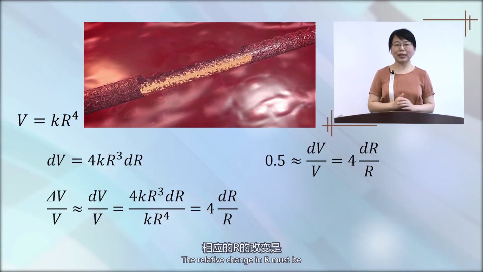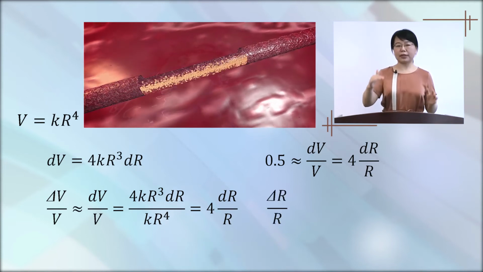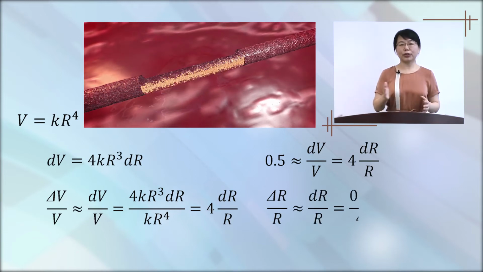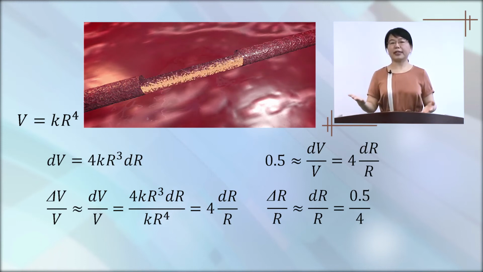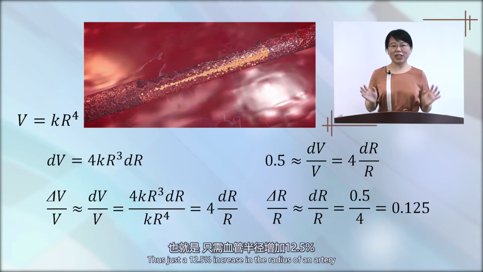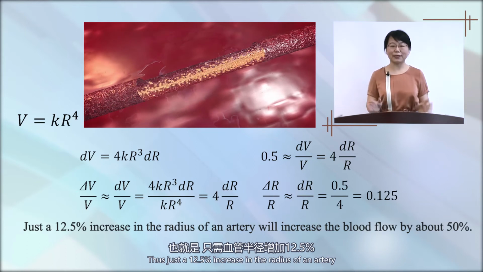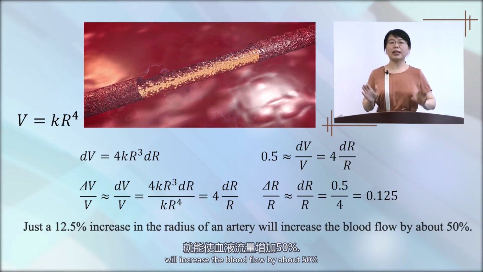Then, the relative change in r must be delta r over r, approximately equal to dr over r, and is equal to 0.5 over 4. We find that it's 0.125. That's just a 12.5% increase in the radius of the artery will increase the blood flow by about 50%.